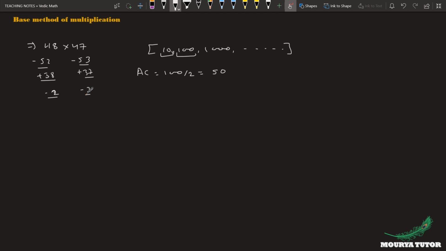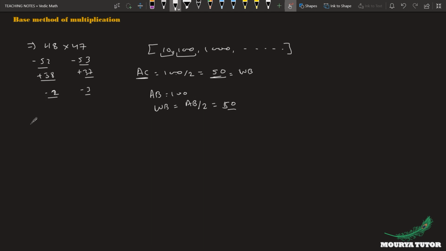Yes, we can do it. Now we will use this base only, and we will call this base the working base. This will be the working base, and 100 will be the actual base, right? So the actual base is 100, and the working base is derived from the actual base. So we need to derive one base from the actual base to make our multiplication simple, right?